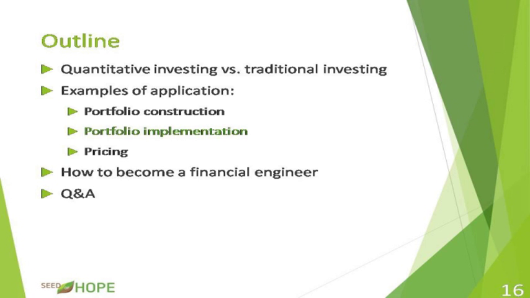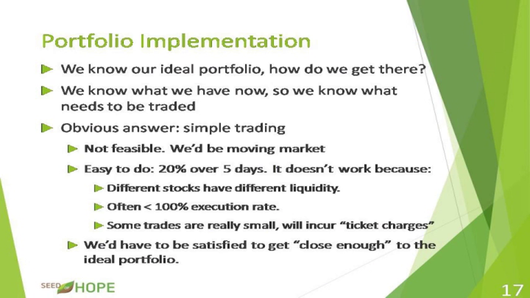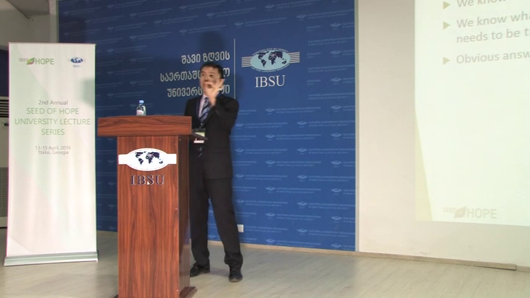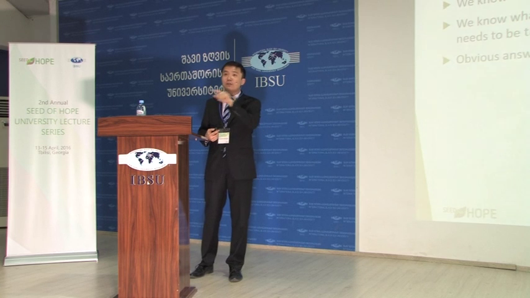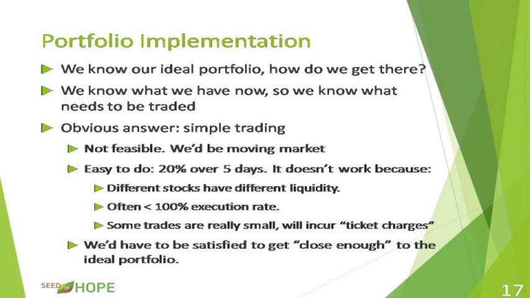The next area of application that I'm going to show you is portfolio implementation. Now that we know our ideal portfolio, now that we know our efficient frontier and where in there we should be, how do we get there? Today, our holdings are here, and our ideal portfolio is here. How do you bridge the gap? The obvious answer is just take the difference and trade it. Of course, if you do that, you will get to your ideal portfolio.